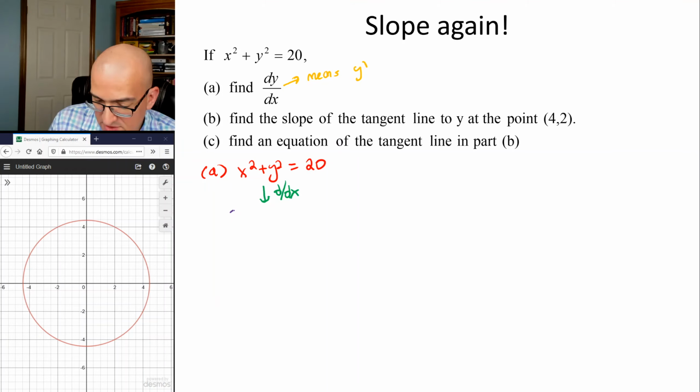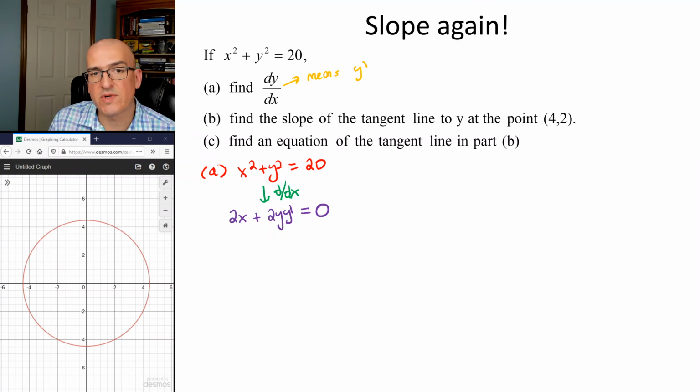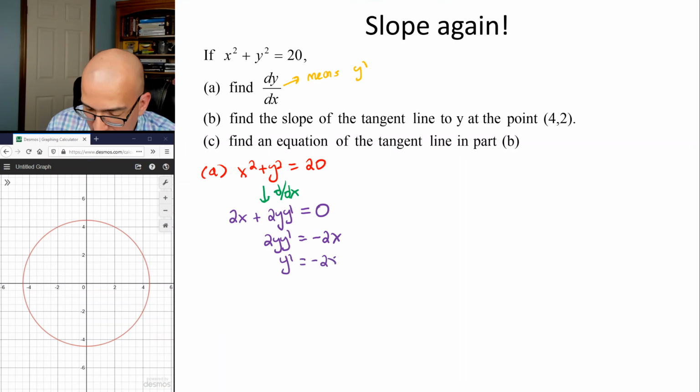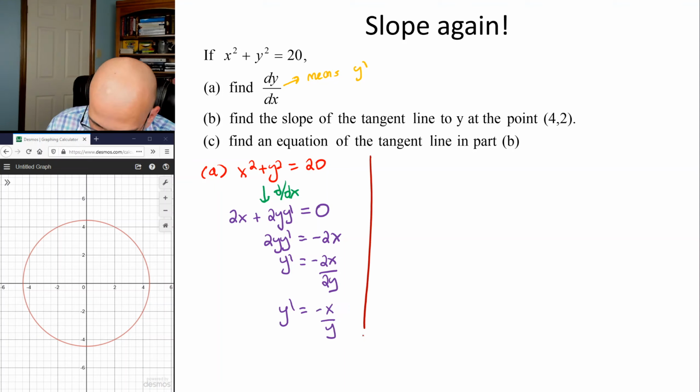Derivative of x squared is 2x, derivative of y squared is 2y prime, derivative of 20 is 0 since 20 is a constant. We need to isolate for y prime. So 2y prime is equal to negative 2x, subtracting 2x from both sides, and then divide both sides by 2y. We get negative 2x divided by 2y, and we've done this already, but it's worth doing again, minus x over y. So that's part A. Now we'll move on to part B.